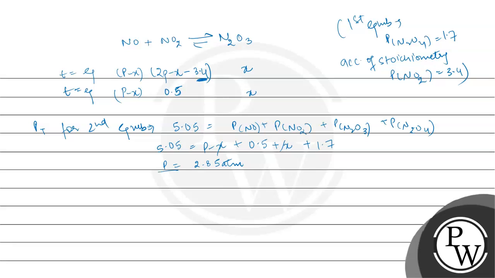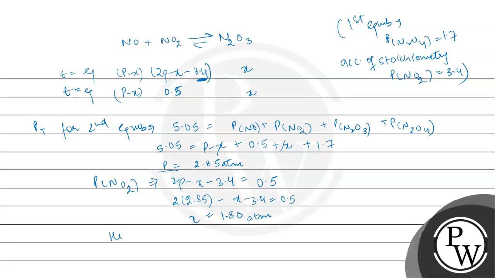We can easily put the value of P in the pressure of NO2 from the second equilibrium, which was 2P minus X minus 3.4, which we had calculated to be equal to 0.5 from the first equilibrium. So if we put the values in, 2 into 2.85 minus X minus 3.4 is equal to 0.5, so the value of X comes out to be 1.80 atm.